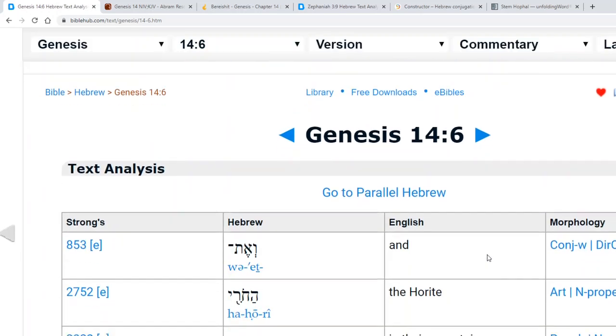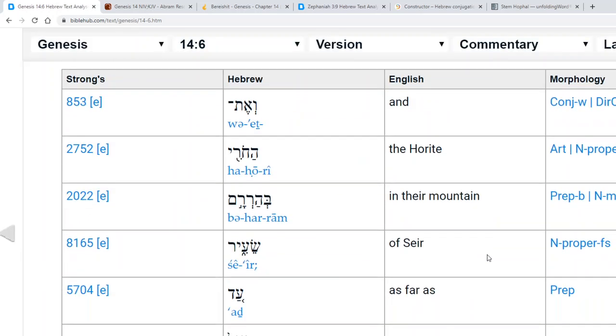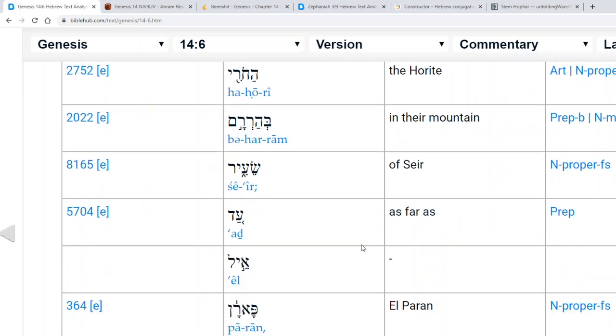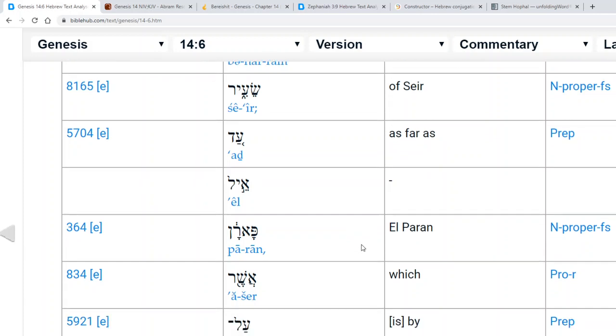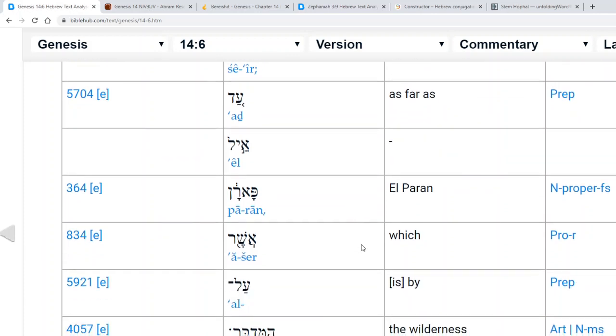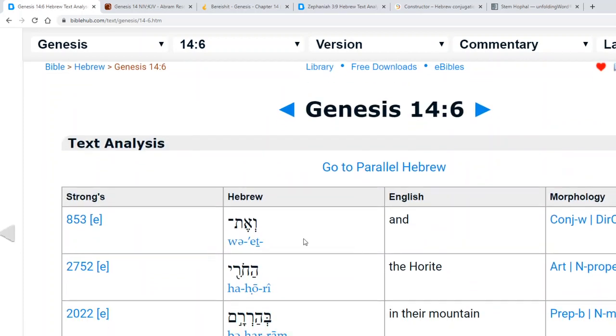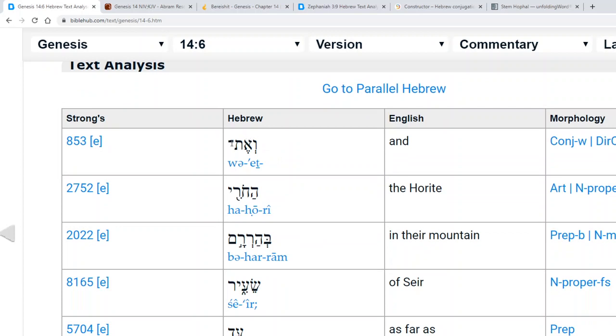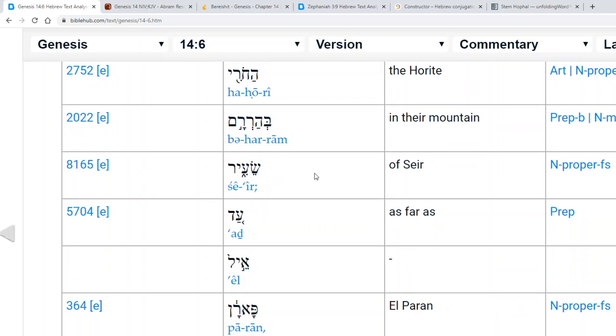So, ve'et hachori beharam se'er ad el paran asher al hamidbar. So conjunctive vav, et is the direct object marker. Hachori. So it's switched from Hachorim to Hachori, the Horites. So it's in the singular. The Horite.